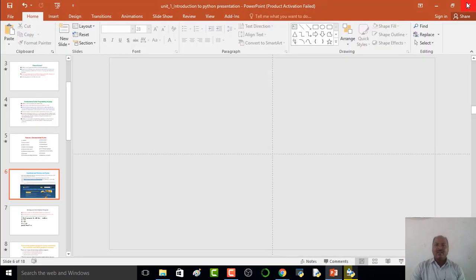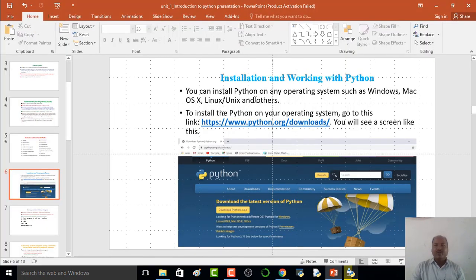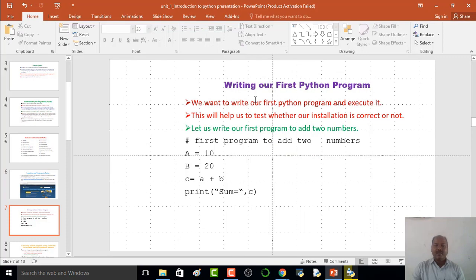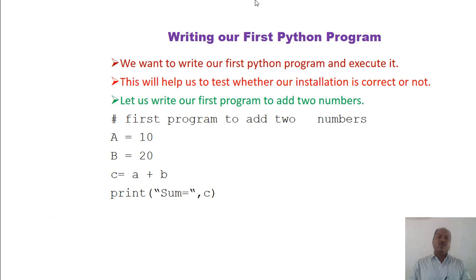So after installation, you can start developing Python programs. The next step is writing our first Python programs. We want to write our first Python program and execute it. This will help us test whether our installation is correct or not. So after installation, you may check that you have installed correctly by compiling and executing a Python program. So you can write the first Python program to add two numbers.